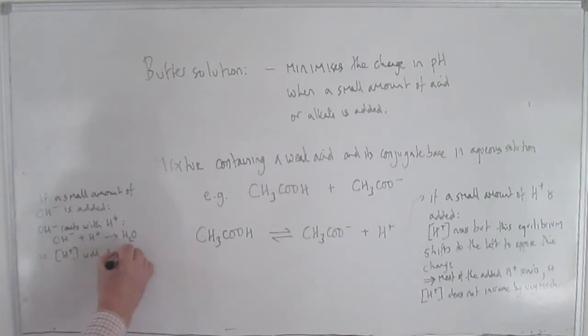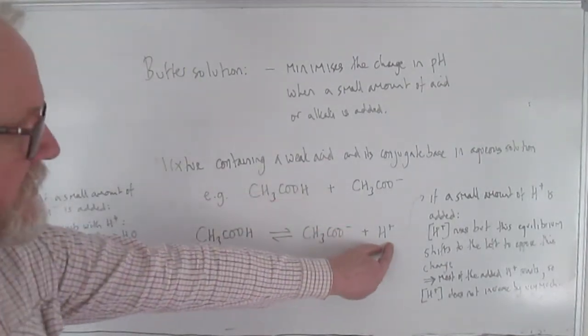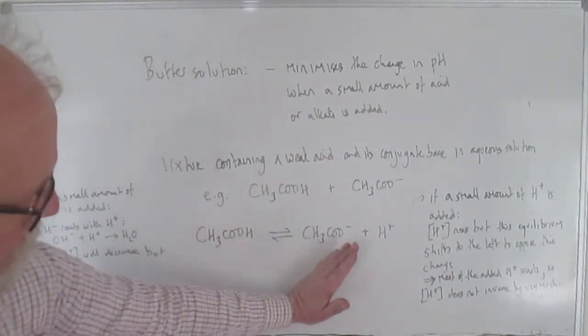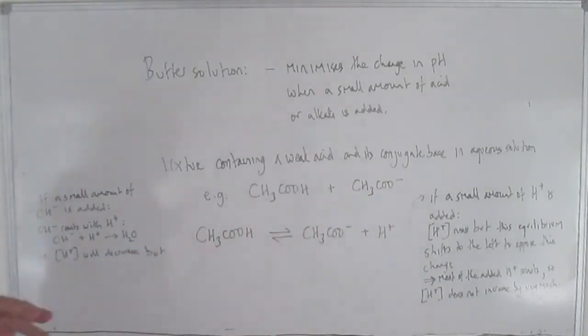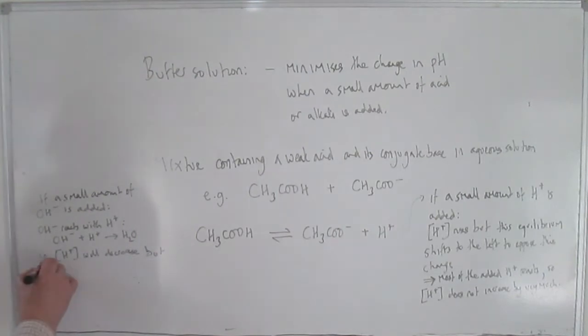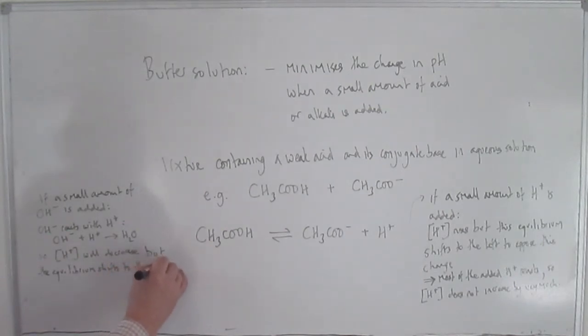But again, the equilibrium responds to that. Because if H plus decreases, because it's reacted with the OH minus, this equilibrium will simply shift to the right and replace most of the H plus that was lost. Okay, so the equilibrium shifts to the right. So most of the H plus is replaced, and so again the pH doesn't change very much.